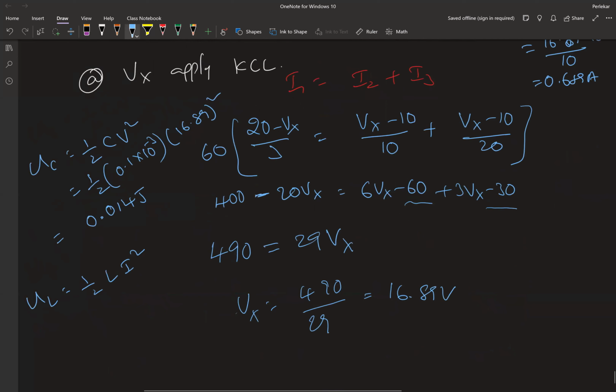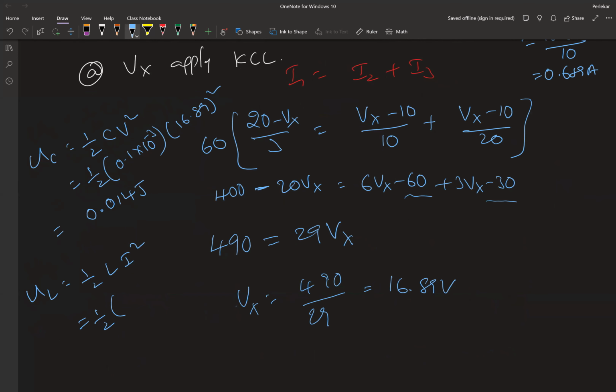So I know the current in the inductor. Half, the L value is 2 henry, 2 times I squared, which is 0.689 squared. I end up with this value as 0.475 joules. That is the energy stored in the inductor.